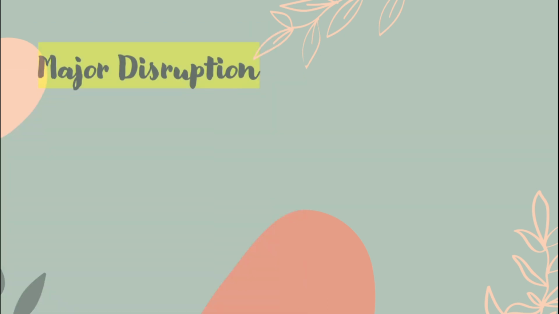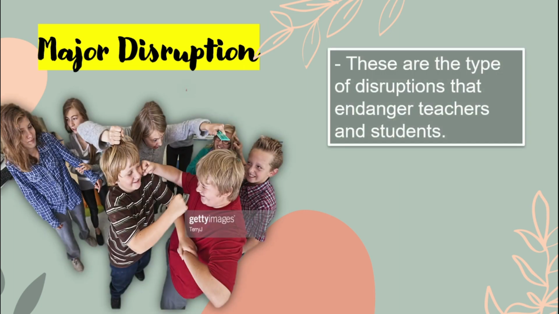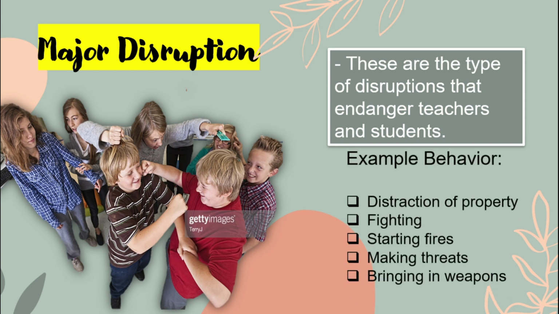The next type of disruption is the major disruption. These are the types of disruptions that endanger teachers and students. Example behaviors are destruction of property, fighting, starting fires, making threats, bringing in weapons. Now, you have to make sure that you already read your school policies before responding to this kind of disruption, okay? Now, the first strategy is to know your student, check for medical issues.